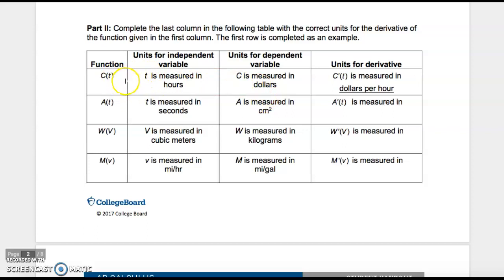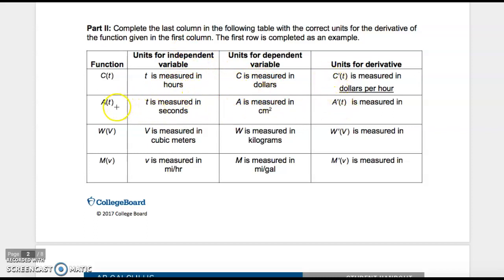So for a function c of t, your independent variable, the thing that changes and determines how much c is. If this was a cost function, we could say that if you run a machine for 4 hours, the cost would be based on how long you run that machine for, right? And so the rate at which that cost is changing is measured in its dependent variable over its independent variable. So dollars per hour, miles per hour, meters per second, right? Those are all dependent variables over independent variables.